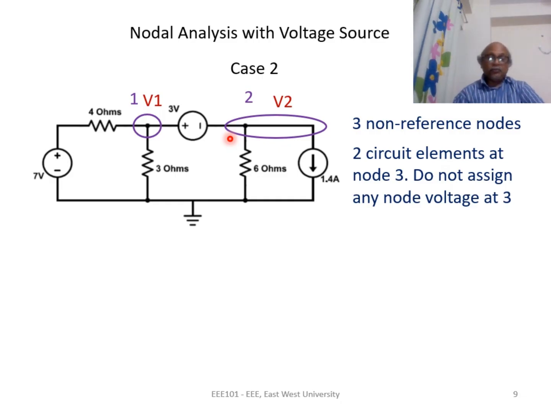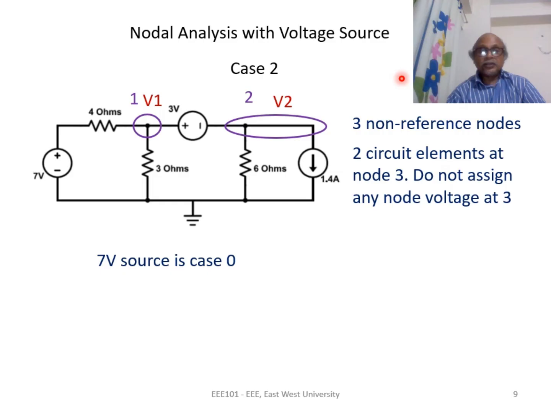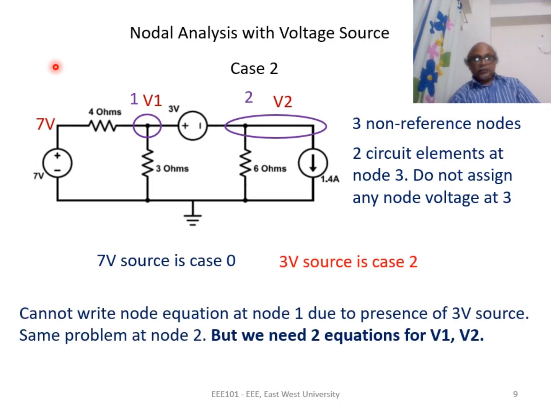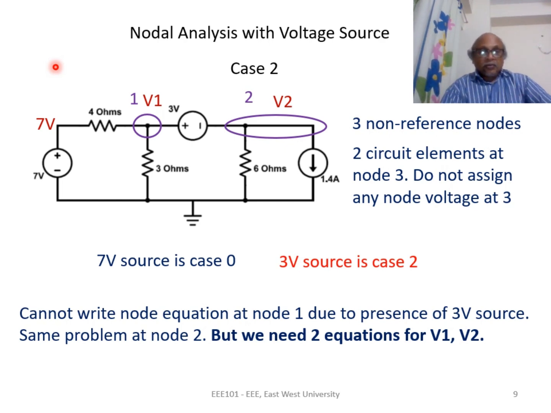So it is not possible to write a node equation either at node 1 or at node 2. And you can see that this 3 volt voltage source is case 2 and this 7 volt voltage source is case 0, with this voltage being 7 volts. Okay, so we cannot write a node equation at node 1, we cannot write a node equation at node 2. However, we need 2 equations to solve for V1 and V2. How to do that? Let's see.